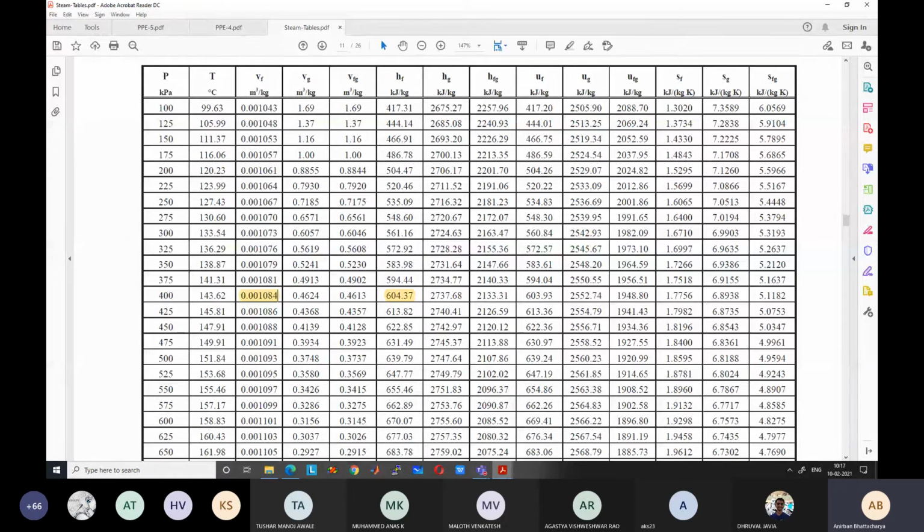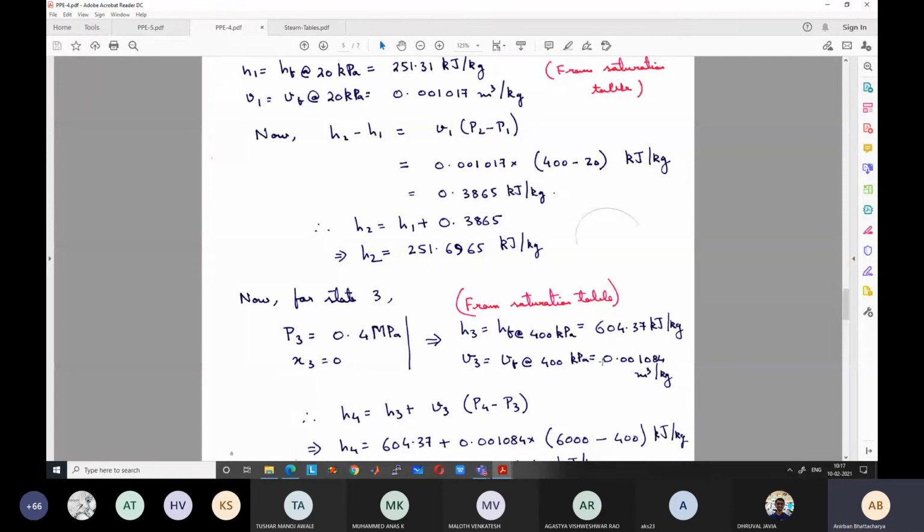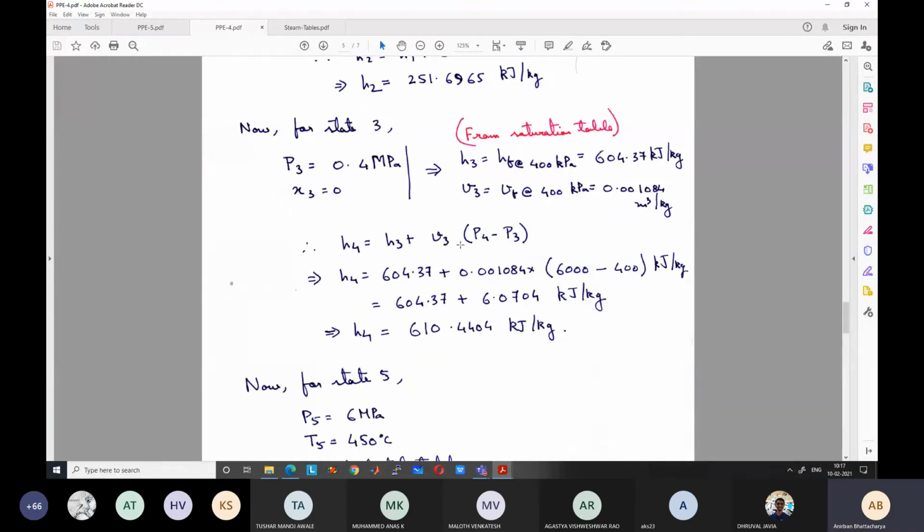0.001084 meter cube per kg. So H4 is equal to H3 plus V3 into P4 minus P3. And you can plug in the values. P4 is 6 MPa, which is 6000 kPa, and P3 is 400 kPa. Because we are using kilopascal, our unit will be kilojoule per kg. So H4 is 604.37 plus 6.0704 kilojoule per kg, which is equal to 610.4404 kilojoule per kg. This is the value of enthalpy at point 4.